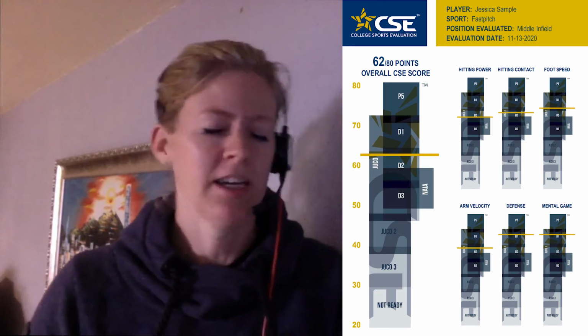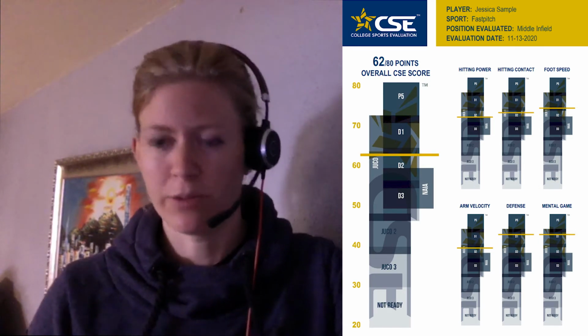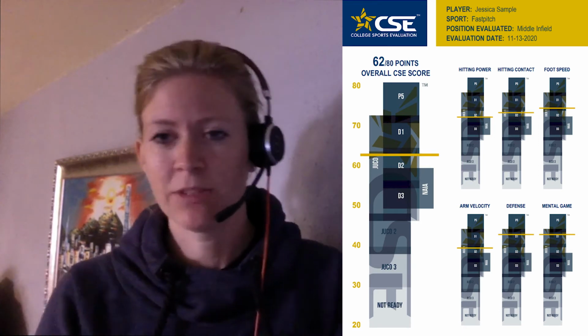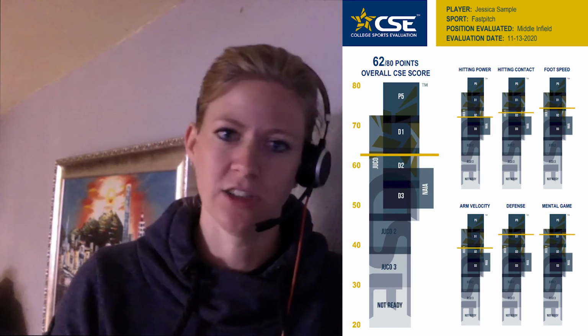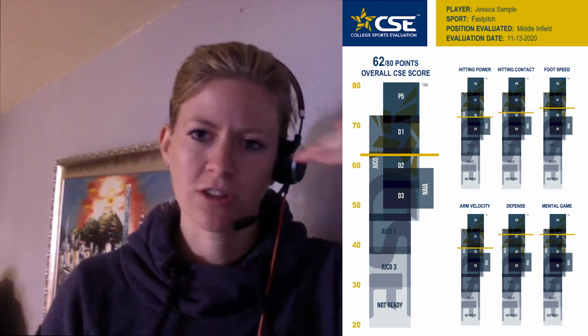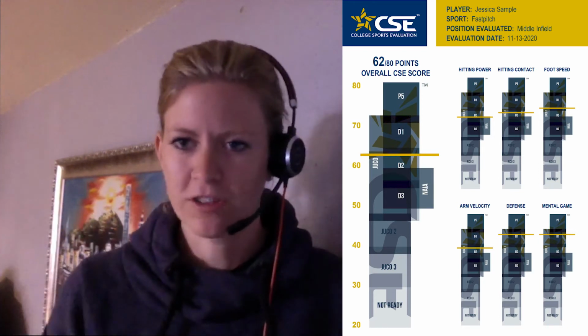Maybe they are an excellent power hitter and they might score mid-major D1 for their power hitting scores, but then foot speed, maybe it's not quite the same. And so maybe they would score, let's say, a JUCO 2 for foot speed, right? And so they get scored in all these different pillars, up and down, and then the overall score is the compilation of all of those things, right?